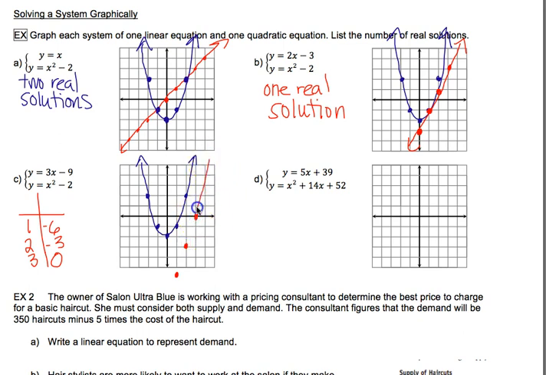So if I connect these, I would say that there are no intersections in this case. So we would say no real solutions. That doesn't mean that there aren't solutions. It means there aren't any real solutions. So they might be imaginary solutions there.